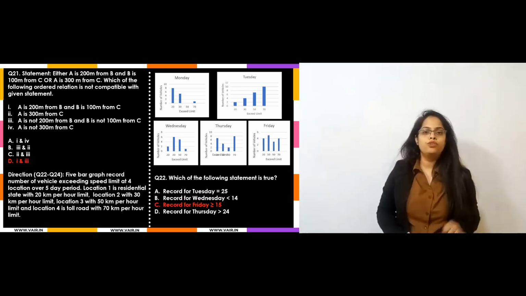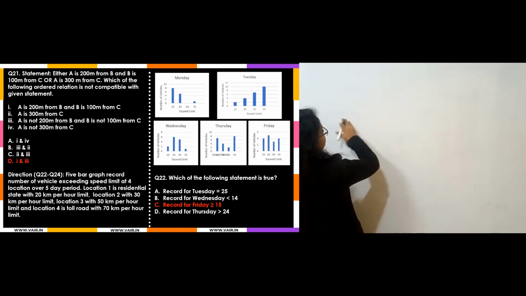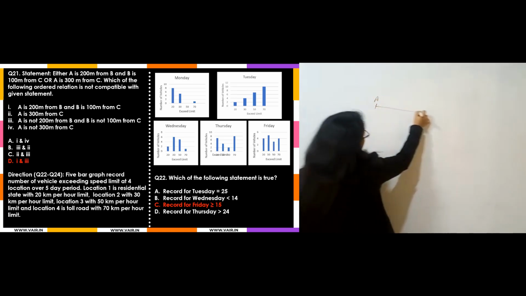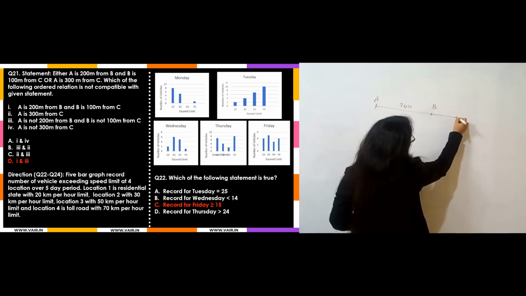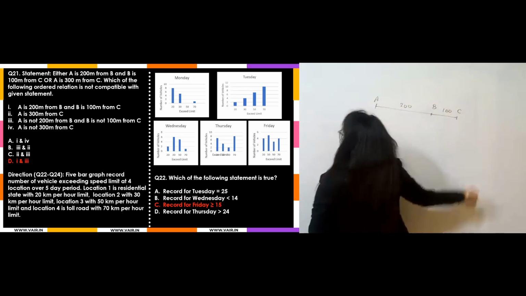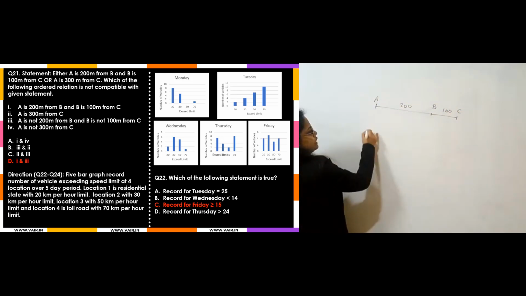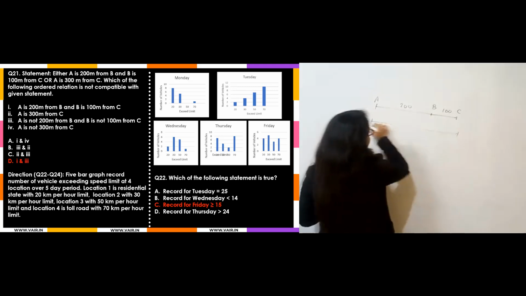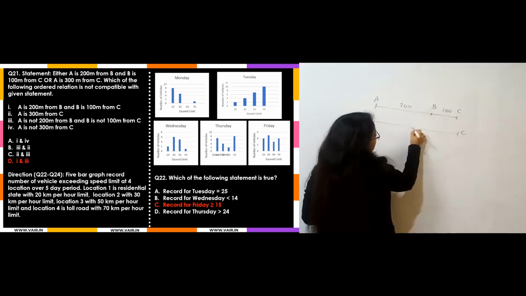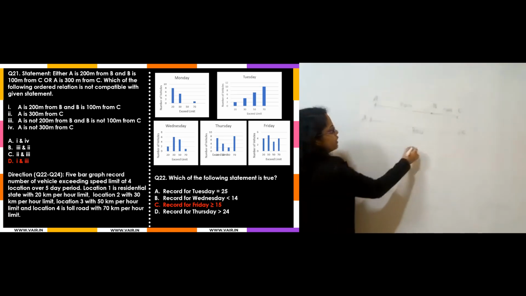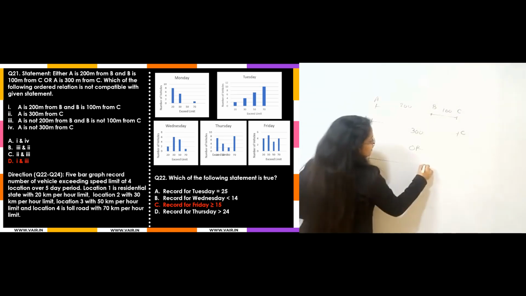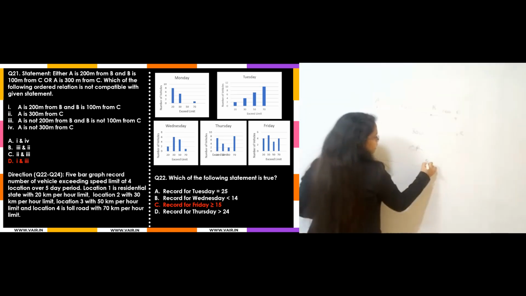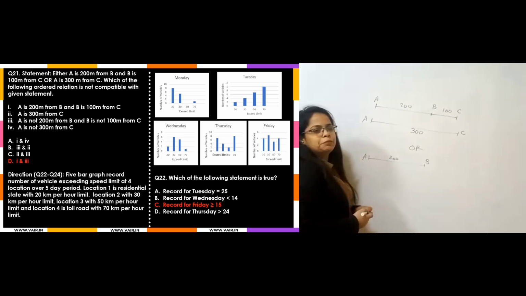So the statement is what? A is 200 meter from B and B is 100 meter from C, or A is 300 meter from C. So this is the same. This A and C, you can see, total are 300 meter. Or we can show the same value like what? A is 200 meter from B. That one is okay. And they are saying that B is 100 meters from C.